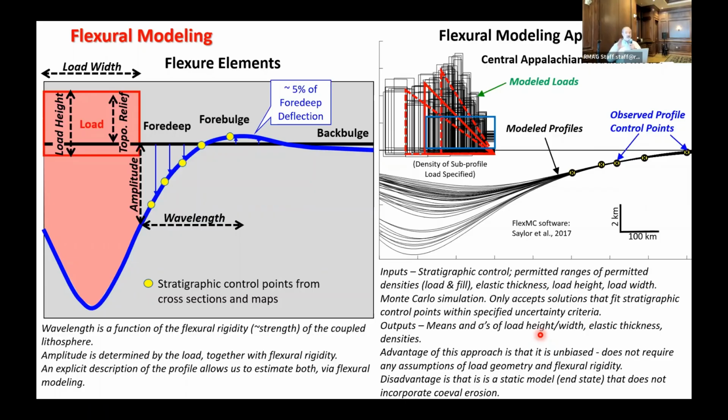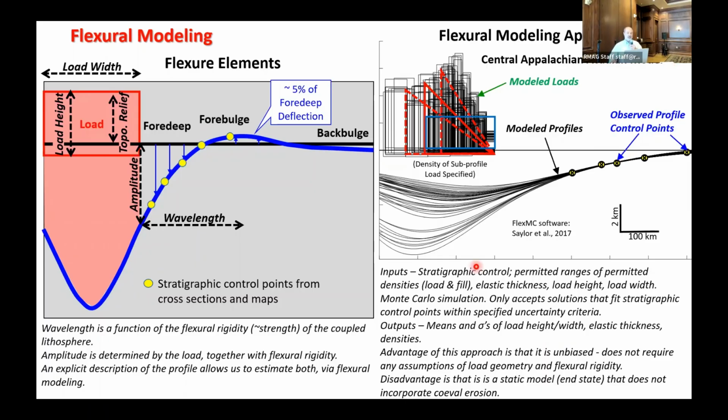And you don't have to specify the strength of the crust. You don't have to specify the height of the load. You don't have to specify the width of the load. It'll just randomly select those parameters and only allow the ones that fit the error criteria to pass. So it's very agnostic. You have to make very few assumptions on this, and I think that's what's elegant. And then you get reported out the mean and the standard deviation of all these parameters.